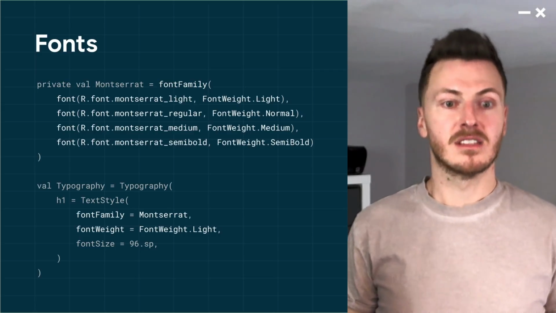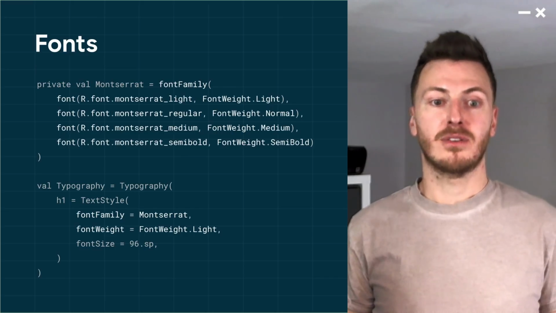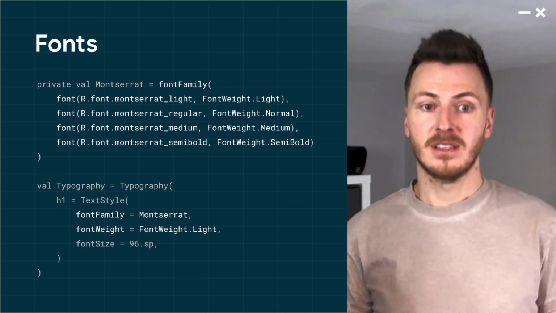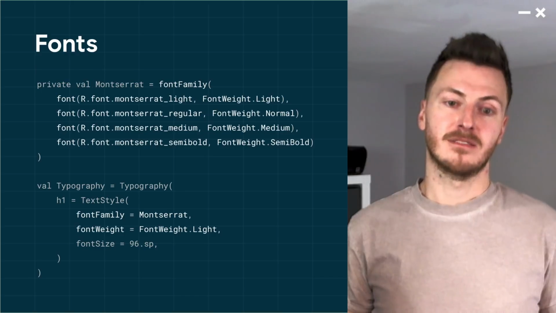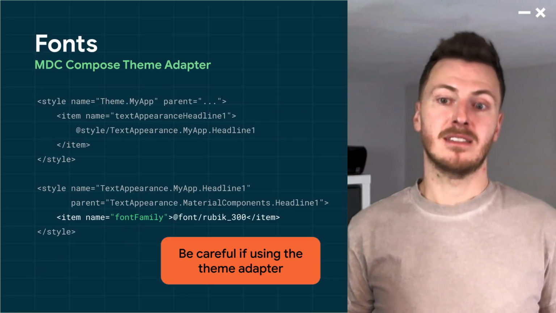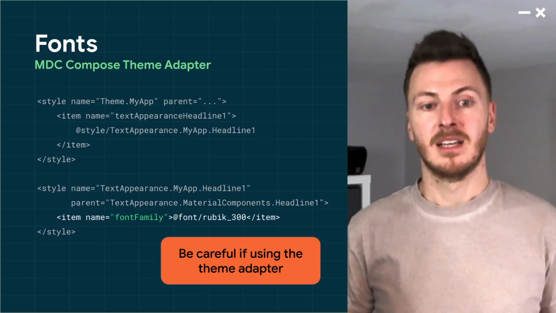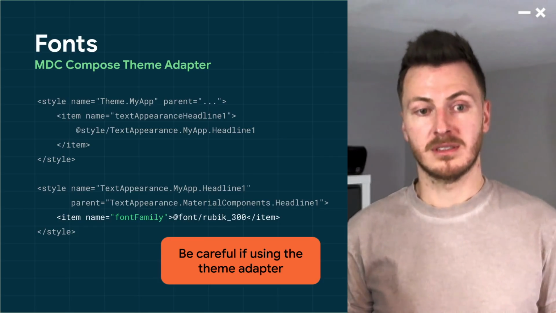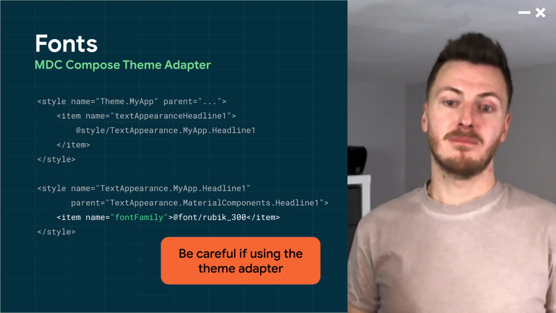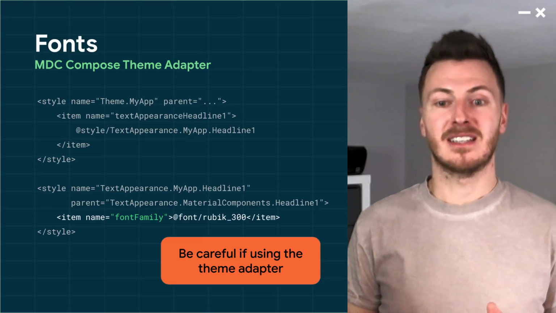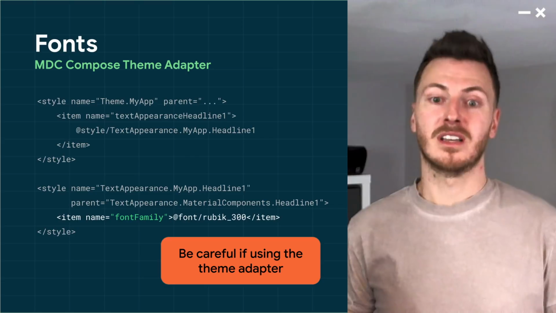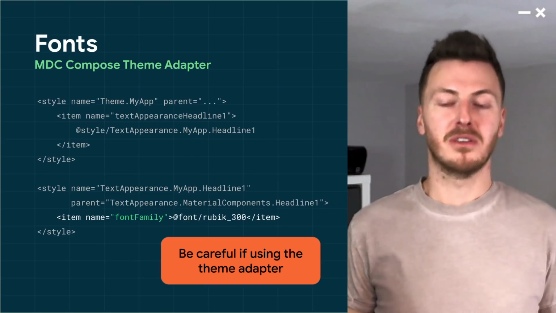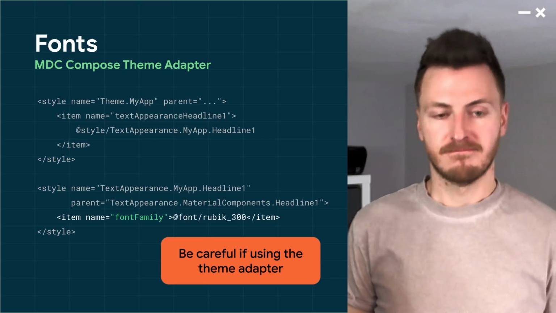Depending on the weights and styles you bundled in the APK, you can create a font family from the individual fonts and then use them in your text styles. But be careful if you're using the MDC Compose theme adapter. The adapter does support text appearances which use font files from your resources, but for a partially migrated app, it's also easy to accidentally use a downloadable font, which will work in your view-based UIs, but then doesn't work in your Compose UIs, so just be careful.